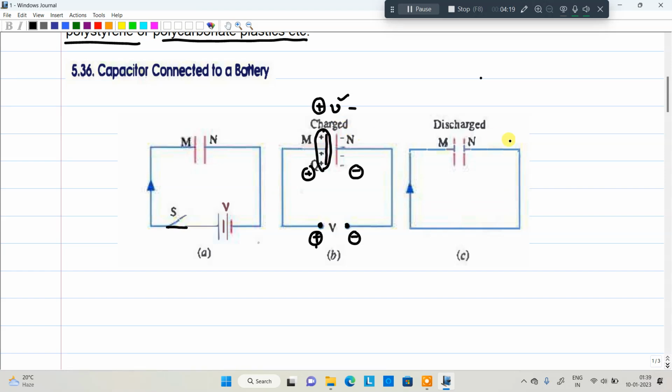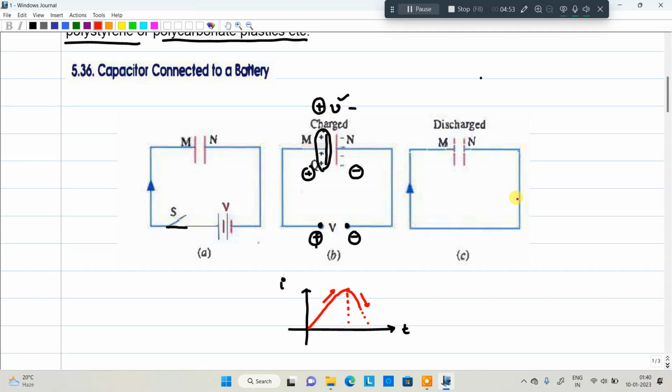Whenever it is fully charged, the charging current supplied is reduced. For example, see here: this is time, this is current. Initially the charging current is at maximum, and as the capacitor reaches the maximum charge, the charging current decreases. So this is charging. Whenever it is connected to a load, it is discharging, like the capacitor current. Coming to here, this is when it is completely discharged.